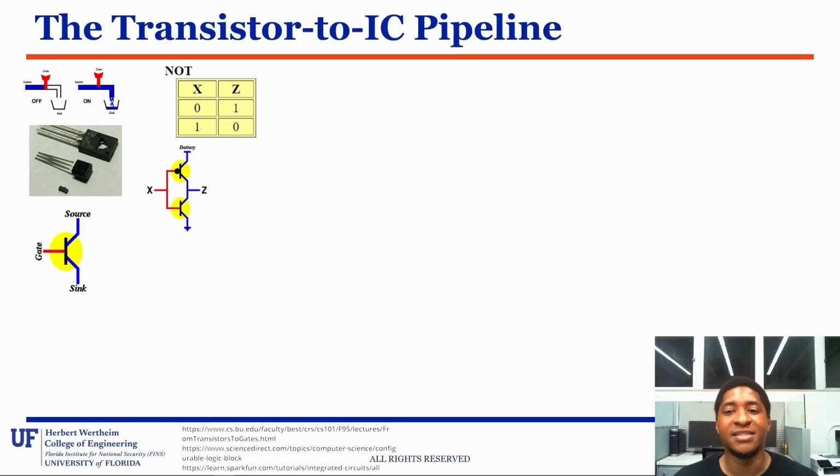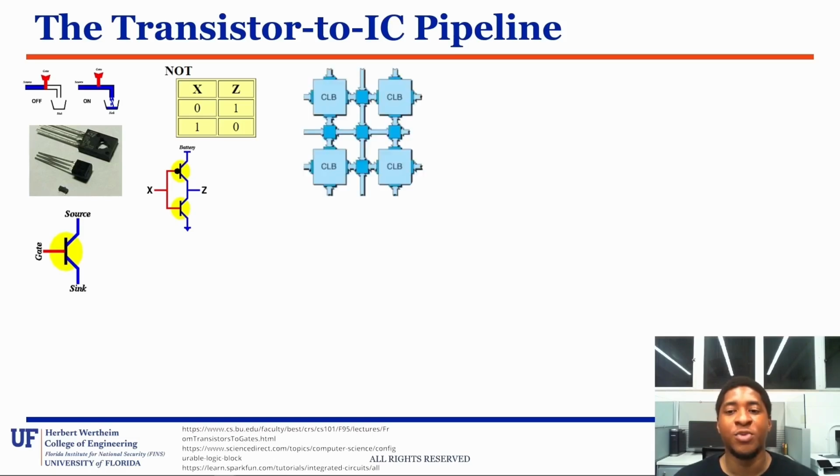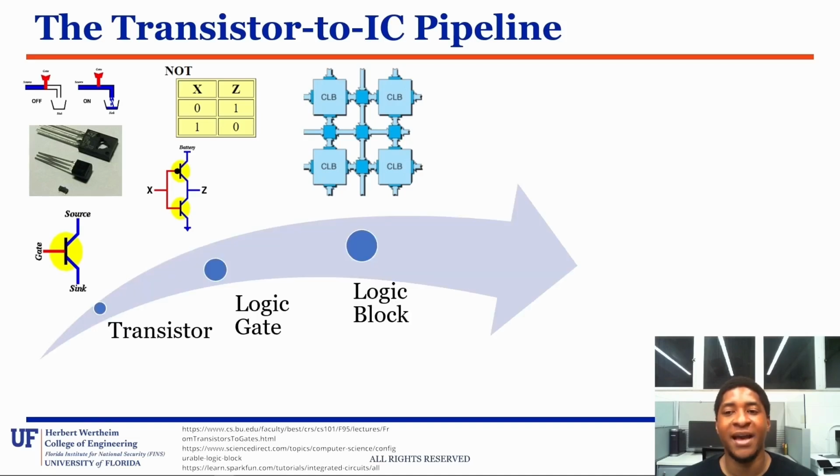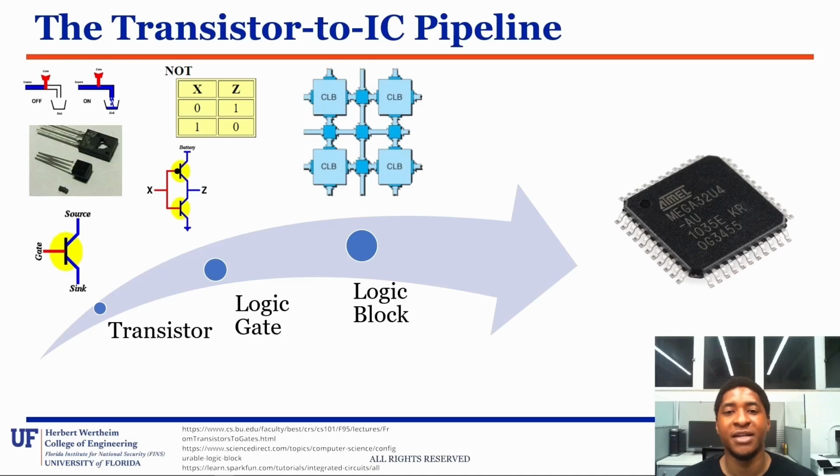The group of gates come together to perform specific operations as a logic block. These logic blocks can be configured to do specific things based on the gates available. Once you have several blocks available, we can create a full IC, as you can see.